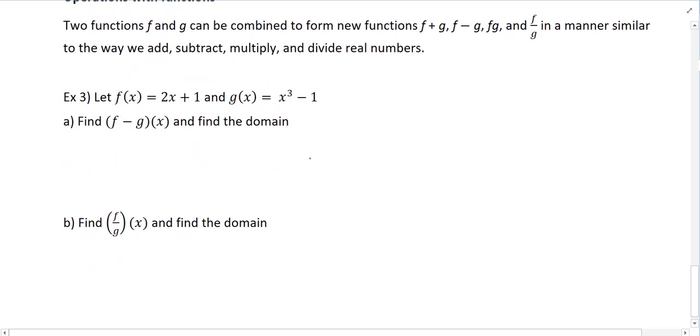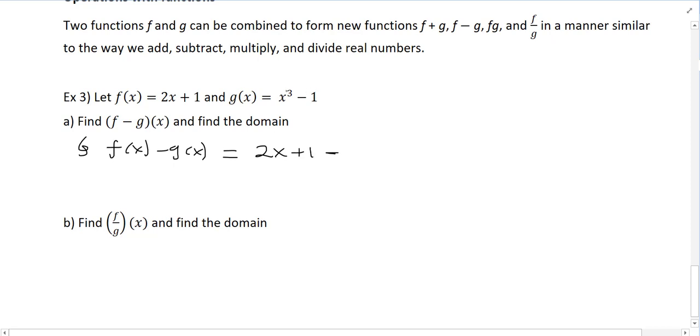So part A is having us find f minus g of x. So this will be a pretty standard notation that you'll see, f minus g in parentheses and then of x, because the way that you read a function is f of x, 2x plus 1. So this will be f minus g of x. So what this means is essentially f of x minus g of x. And so we look at what is f of x? Well, f of x is 2x plus 1 minus g of x.